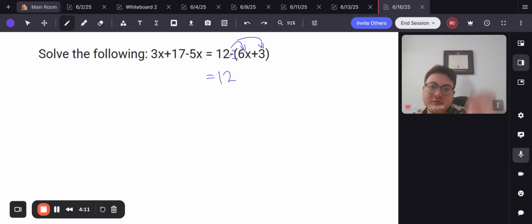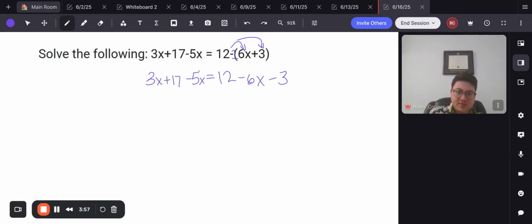So if we distribute that -1 over on this right-hand side, like so, we're going to get this 12. This 12 is not being affected by the -1. It just stays 12. And then -1 times 6x is -6x. And then -1 times 3 is -3. And then everything on our left-hand side is going to stay exactly the same. We haven't done anything to that yet.